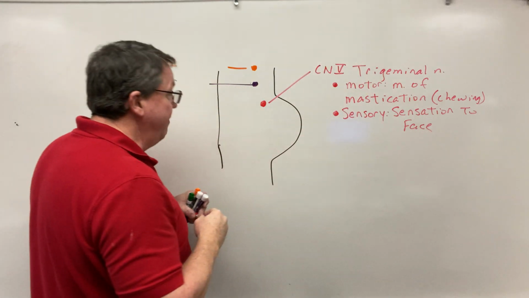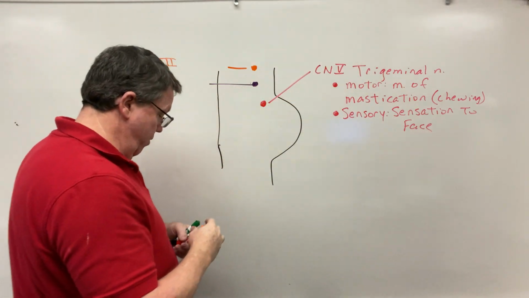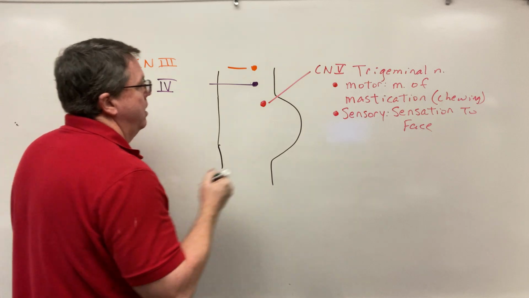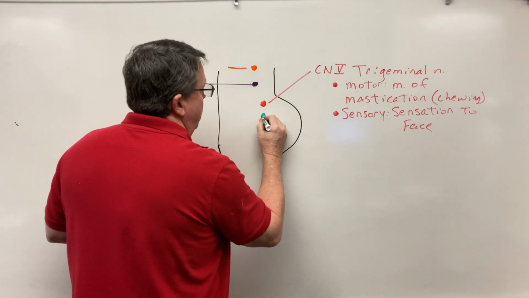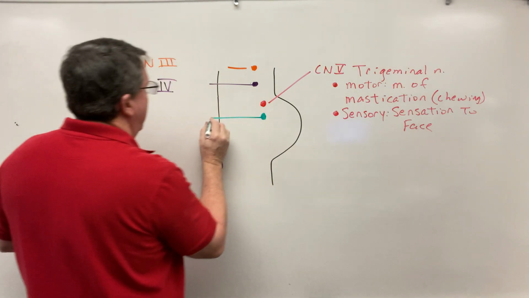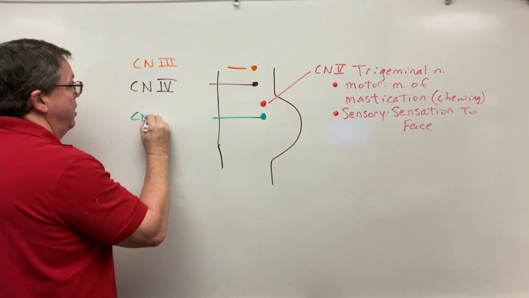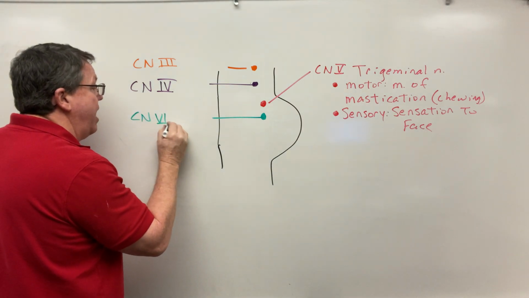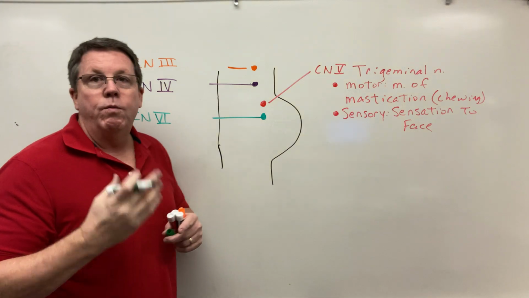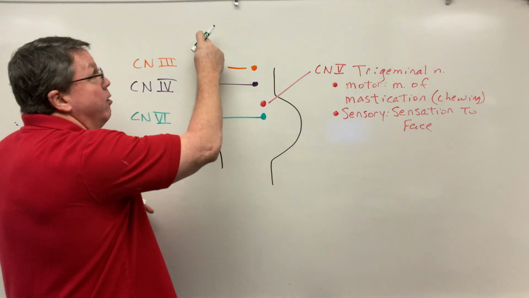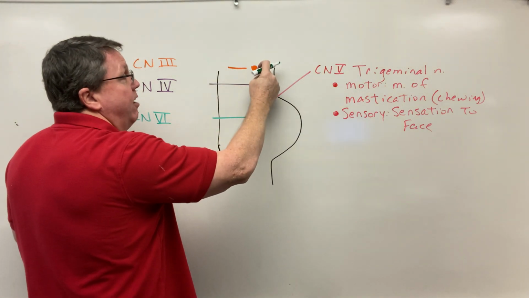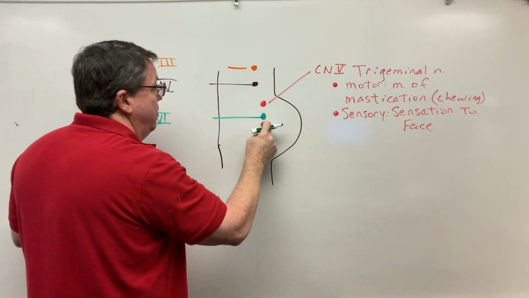Okay, so after the trigeminal nerve, we get the 6th cranial nerve, which we call the abducens. So it's cranial nerve number 6. Now, we did talk about this when we were going over the midbrain, because remember, the superior colliculus actually sent nerves down to the 3rd, 4th, and 6th cranial nerve.